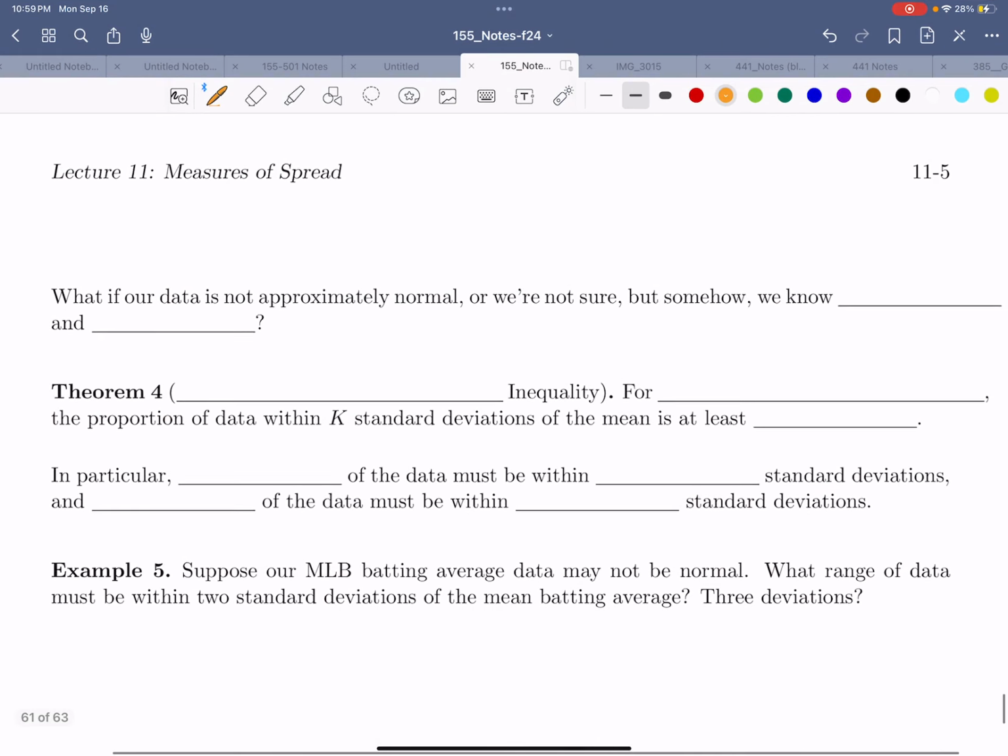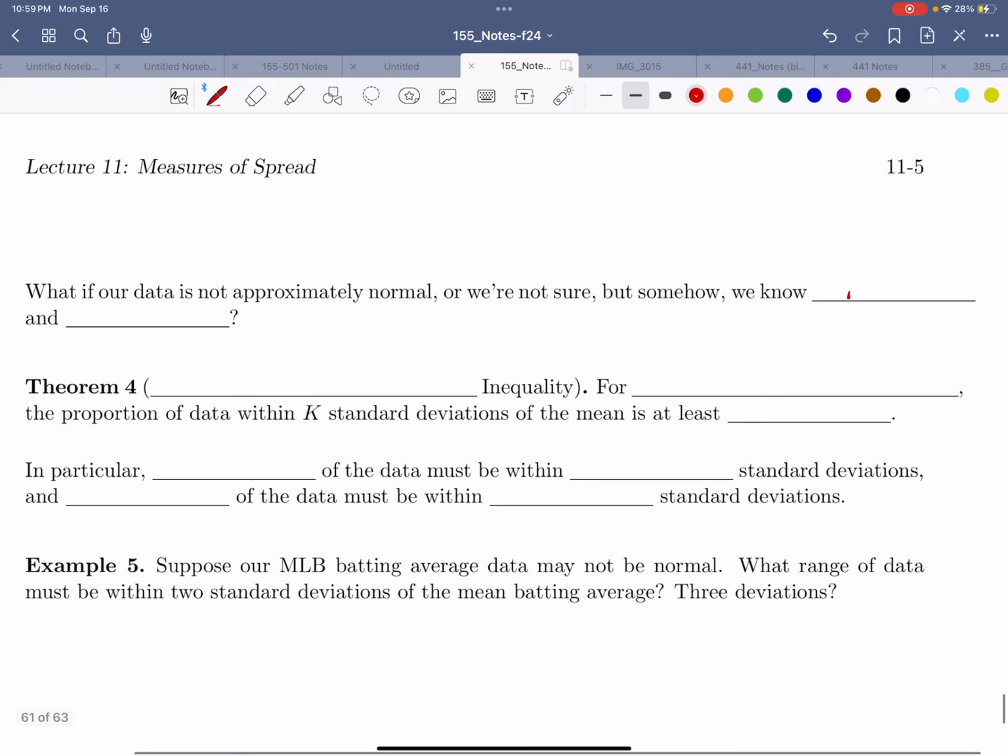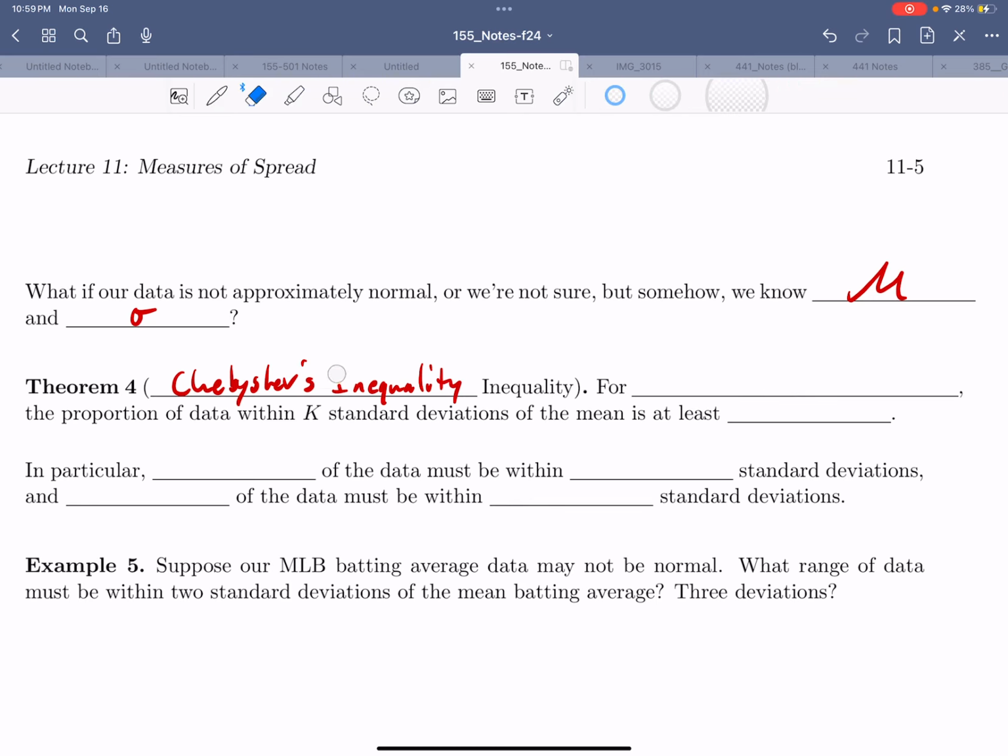But that leads to our next problem, right? What if our data is not approximately normal, but suppose that somehow we do know our mean and standard deviation? Well, this leads us to Chebyshev's inequality. Chebyshev's inequality. Just Chebyshev's inequality.